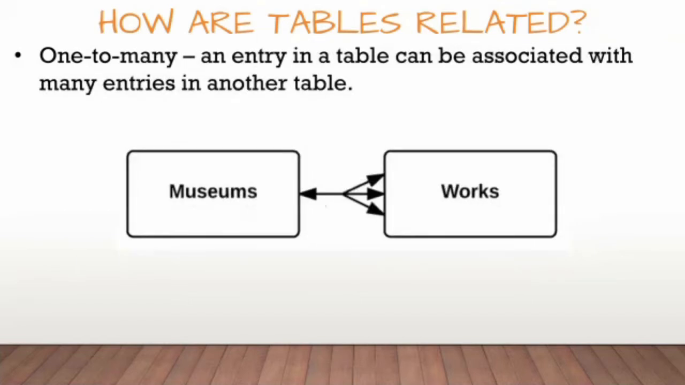One-to-many refers to one entry in one table associated to many entries in another table. So you have one museum that has many works of art.